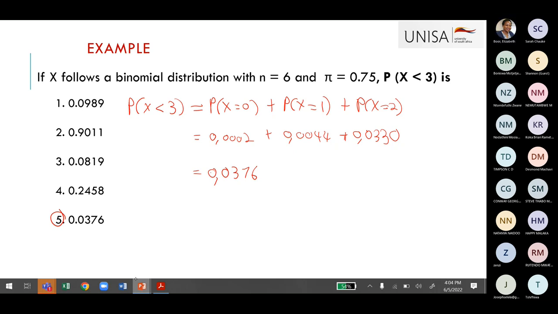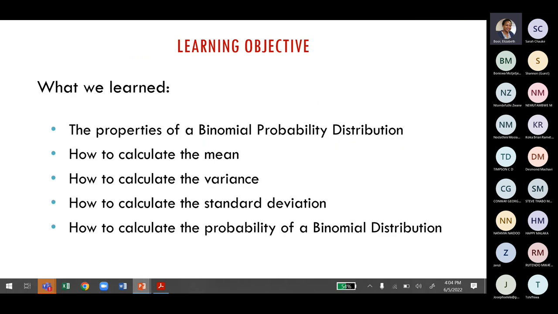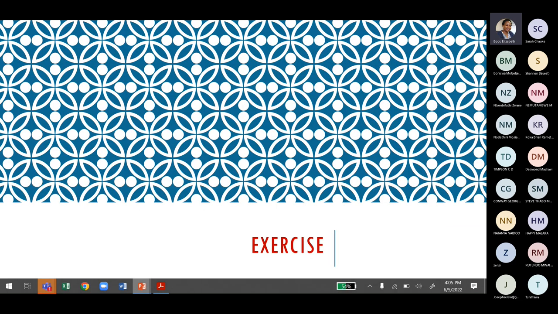Good. And that concludes what we're supposed to learn about binomial distribution. So we're going to take the next 30 minutes to just go through some activities, but just to recap on what you have learned. You've learned the properties of binomial distribution. You've learned how to calculate the mean, the variance, and the standard deviation. And now, lastly, you've learned how to calculate or find the probability of a binomial distribution, either by using the formula or by using the table. Now let's go into doing some more exercises.